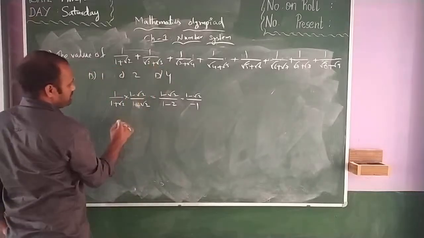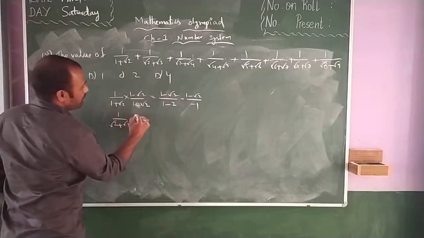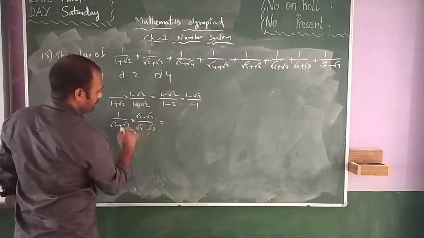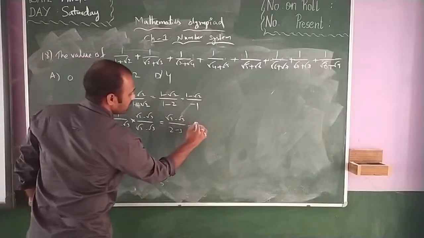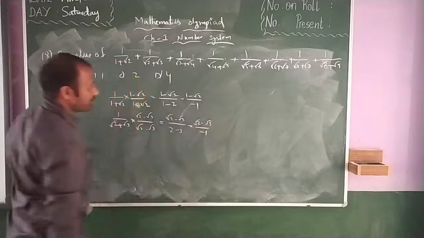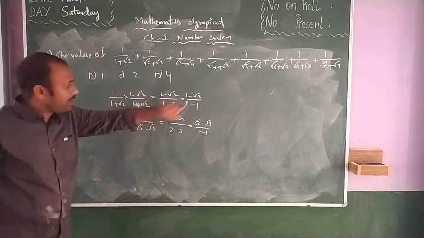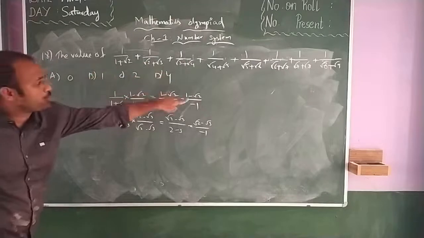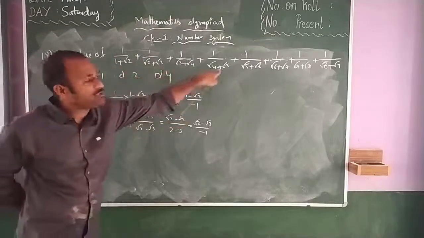Second, if we take 1 by root 2 plus root 3, it will be root 2 minus root 3 by root 2 minus root 3. So the answer is root 2 minus root 3 by 2 minus 3, so root 2 minus root 3 by minus 1. So if we observe these two, we can say that every term gives the denominator minus 1. So we are getting 1 minus root 2 on the top divided by minus 1. So in all these cases we are going to get the same.